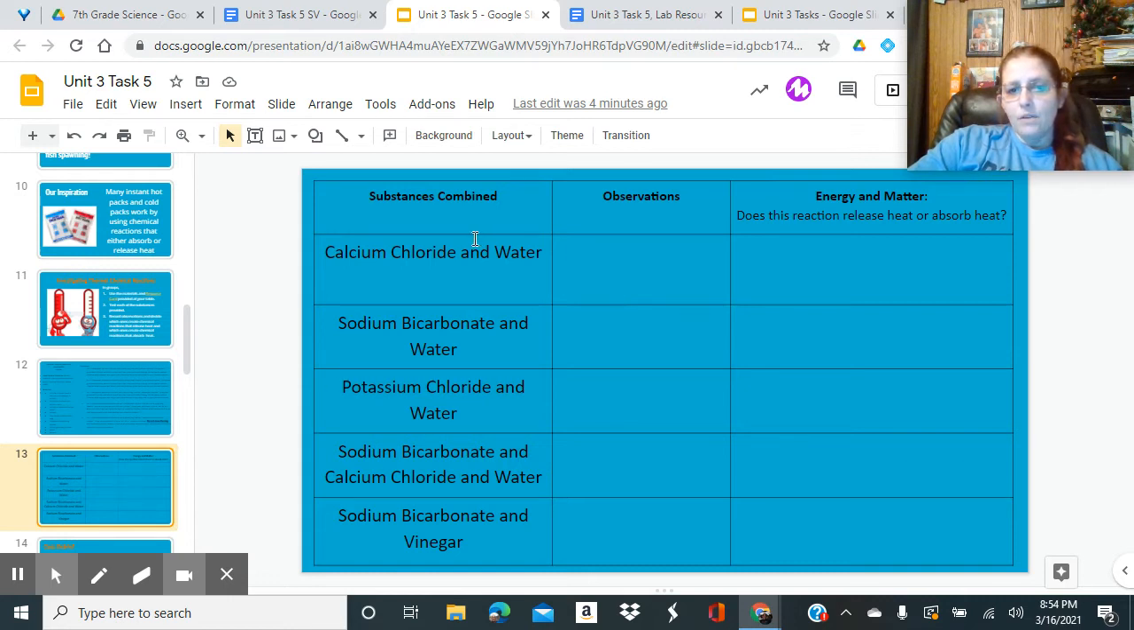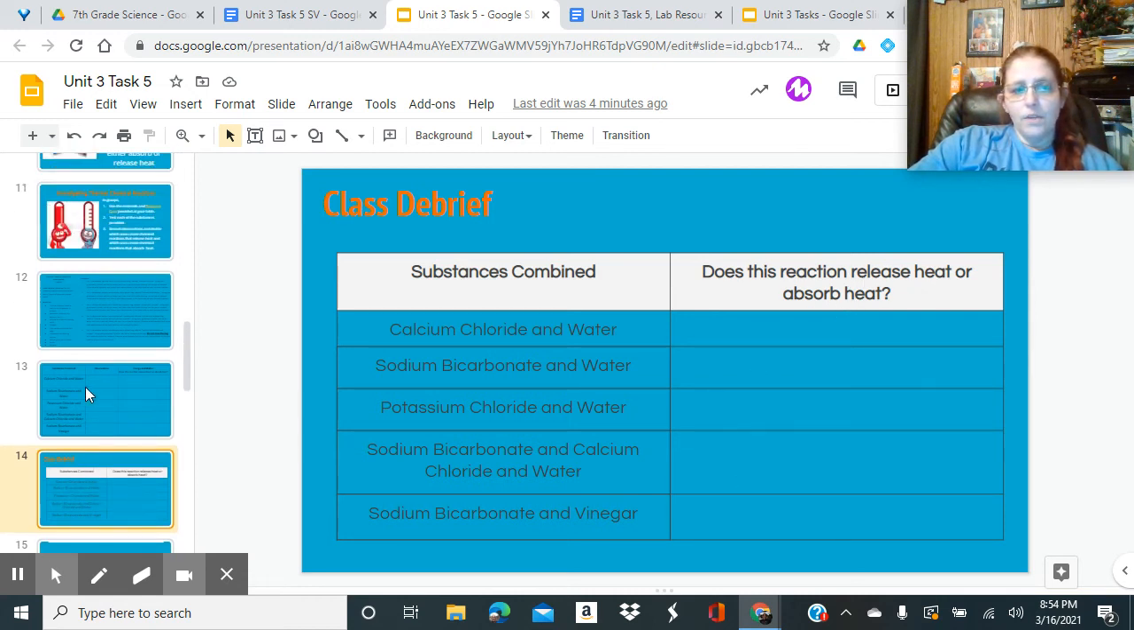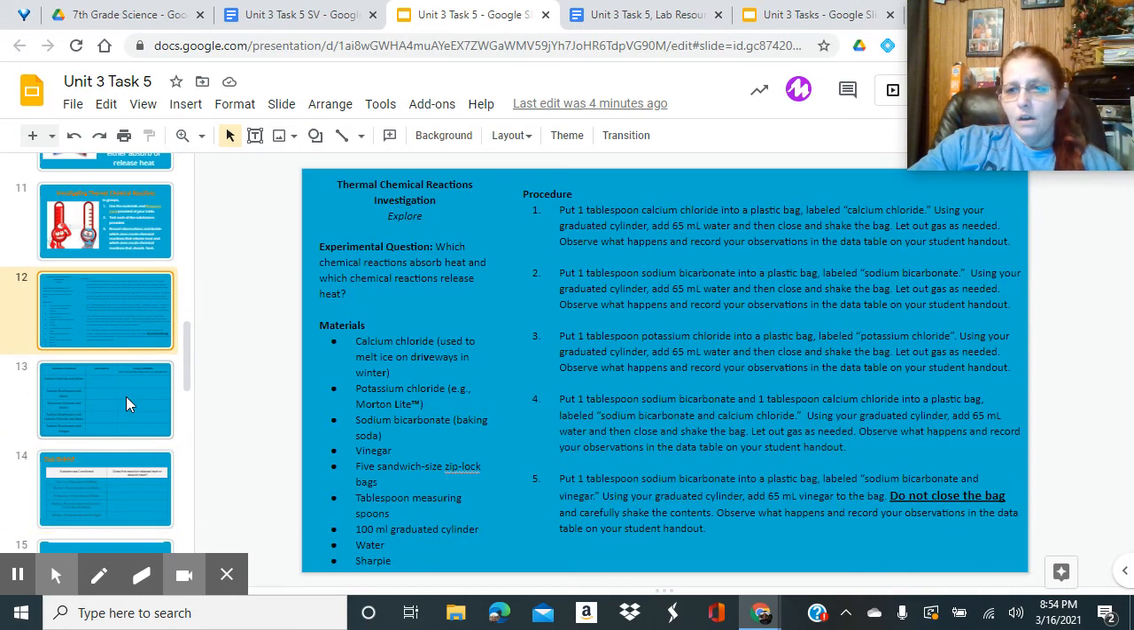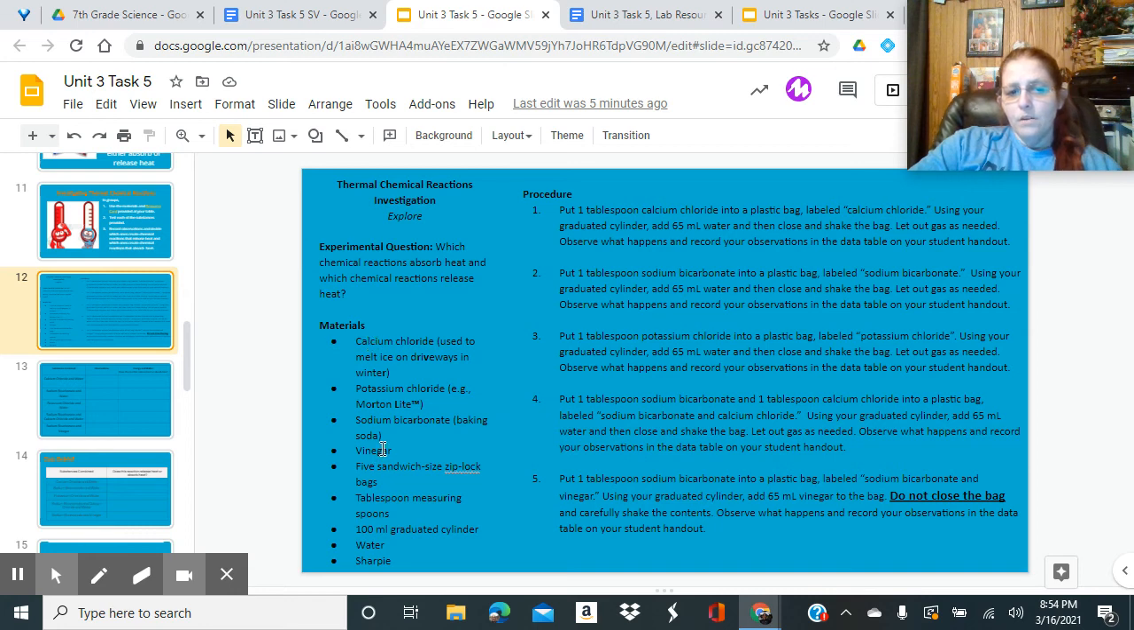In your student handout, you're going to answer these. Your observations are going to go here, and then does the reaction release or absorb heat? That's important information to put here. And then what substances combine? Does this reaction release heat or absorb heat? You've already answered that. So that is what we're going to do today. If you missed or were not in the lab, you probably find some of these at home and to do those on your own just to kind of get a feel for it. All right.